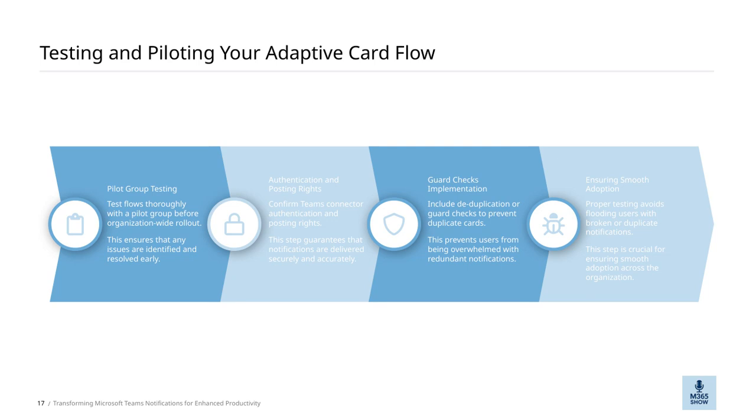Now, let's talk about testing and piloting your adaptive card flow. Proper testing is essential because it helps us avoid flooding users with broken or duplicate notifications. If notifications aren't working correctly, it can cause frustration and reduce trust in the system. So, this step is crucial to ensure smooth adoption across the organization. One key aspect is implementing deduplication or guard checks. These checks help prevent users from receiving the same card multiple times, which can be overwhelming and counterproductive. It's about making sure notifications are relevant and not redundant.